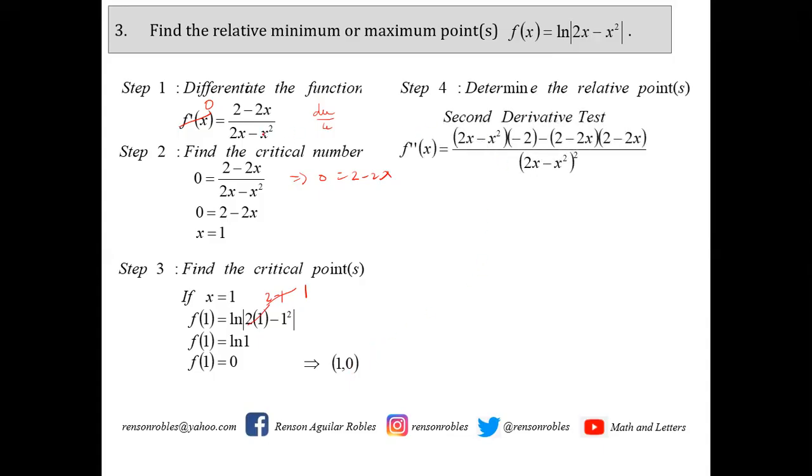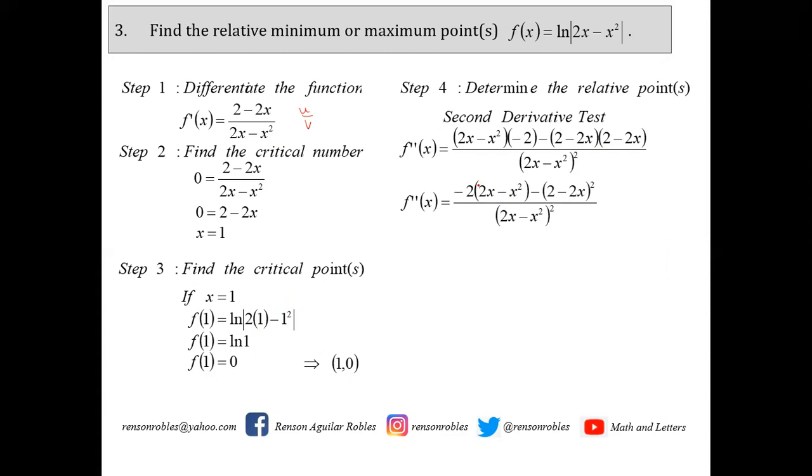Okay, by the second derivative test, we use the derivative of a quotient here. So this is our u, and this is our v. So you have v, that's 2x minus x squared, times the derivative of the numerator, that's negative 2, minus the numerator, that's 2 minus 2x, times the derivative of the denominator, that's 2 minus 2x. And then, to simplify, we just multiply this.